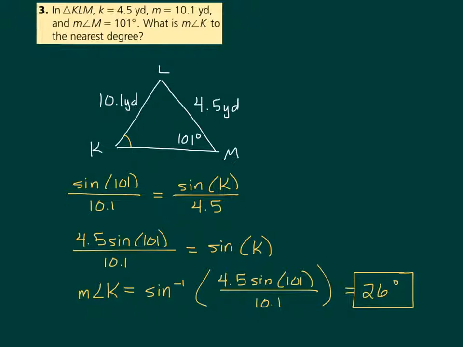So, they asked for the measure of angle K. We gave them the measure of angle K. We're finished. We could go on and find the measure of angle L and the length of side L, but they don't ask for it, so we're not going to waste our effort.